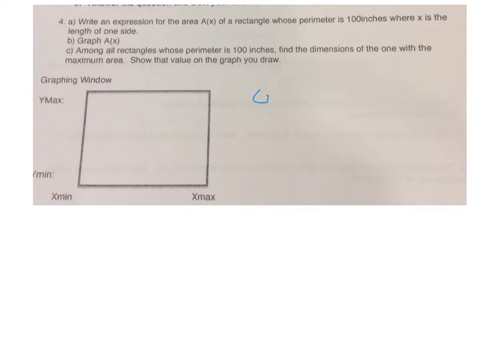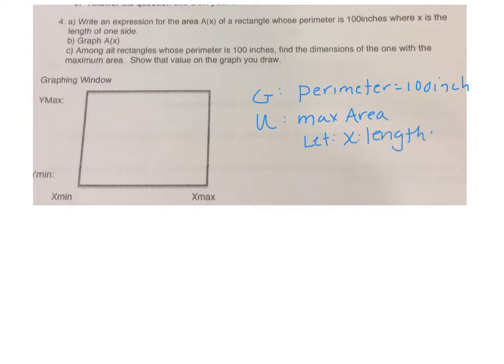So the given information is that the perimeter is equal to 100 inches. And the unknown is the maximum area. And we're going to let x represent the length of one side, and we're going to let A represent the area. And now we're going to draw a diagram.